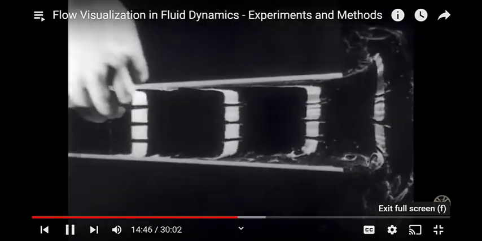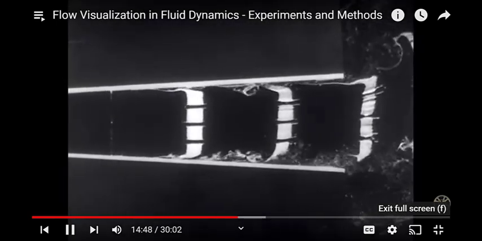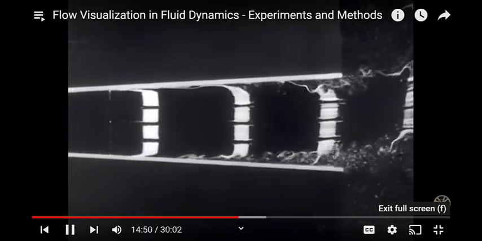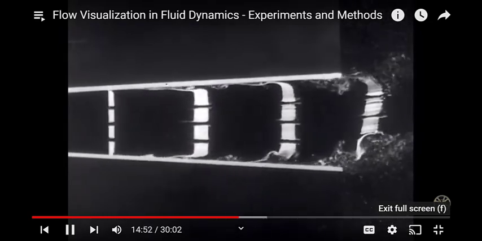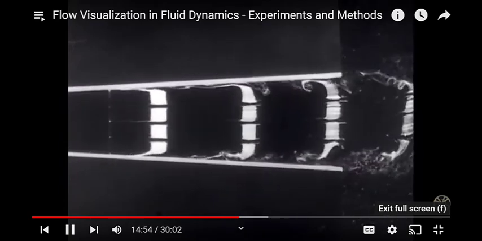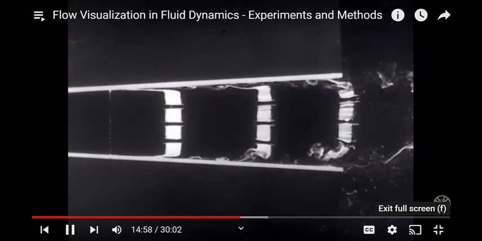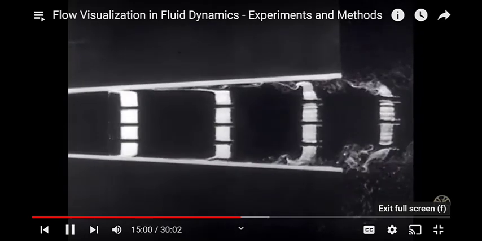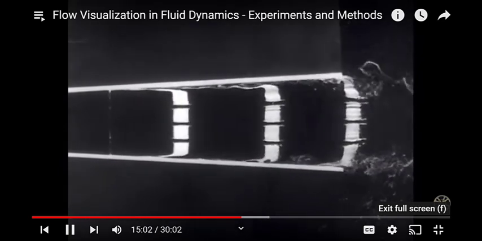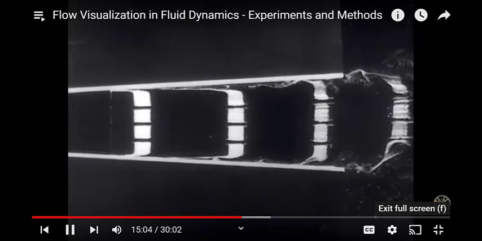The increasing area of the passage causes the velocity to decrease and the pressure to rise in the direction of flow. Watch a streak square in the middle of the passage. You can see the deceleration. Also notice the flow near the wall.